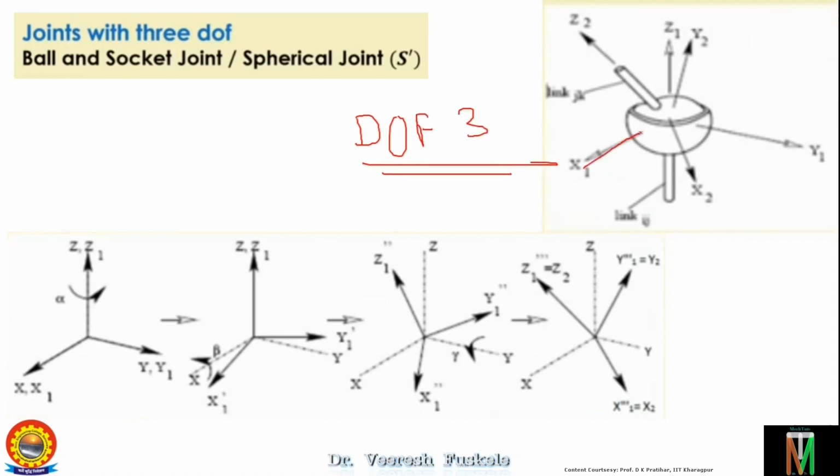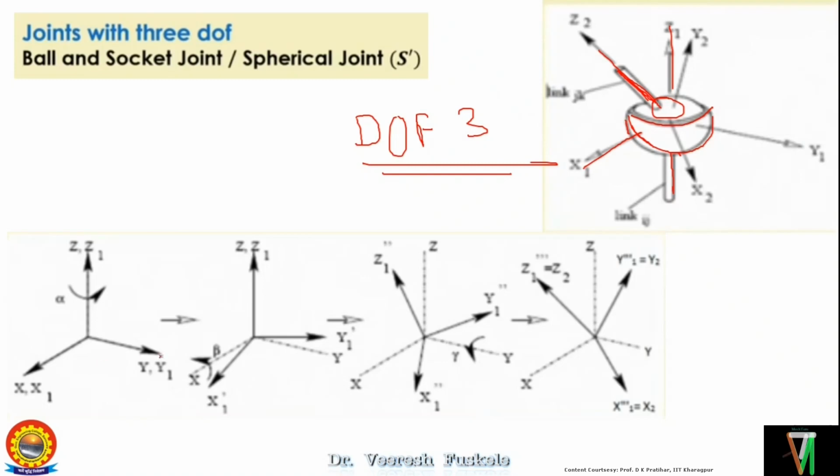So it can rotate in 3 directions. Suppose this is the ball, this is the socket, this is the link. So this is the input link and this is the output link, the ball and this rod or this stick. This is the output link. So this is the x-axis, this is the y-axis, and this is the z-axis. So you can move it in any of the directions. So these directions are shown here.